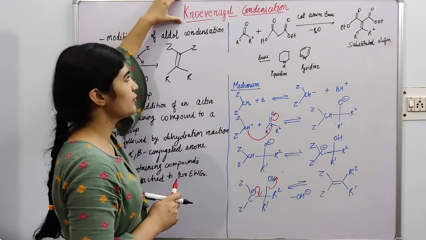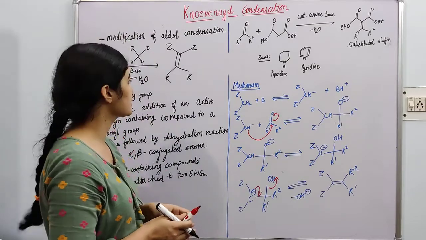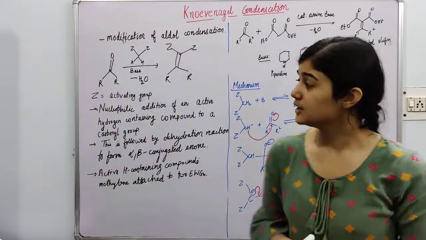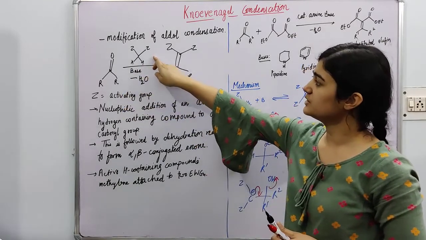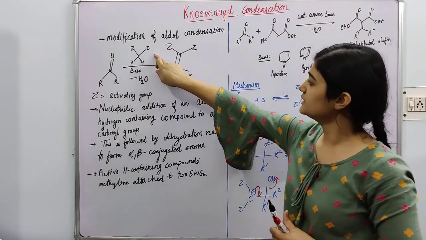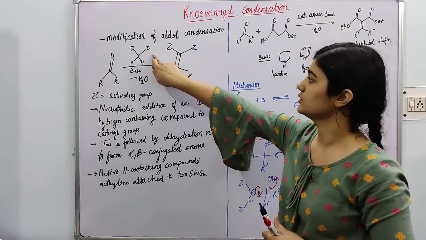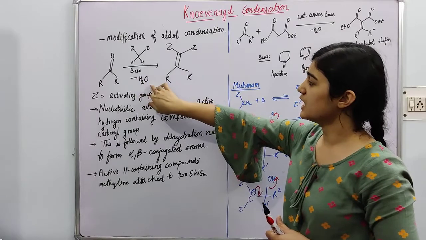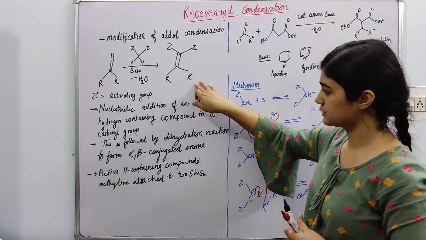to study about Knoevenagel condensation reaction. It's a modification of aldol reaction. What happens in this reaction? Aldehyde or ketone reacts with an activated active hydrogen containing compound, which on further dehydration gives us substituted olefin as a product.